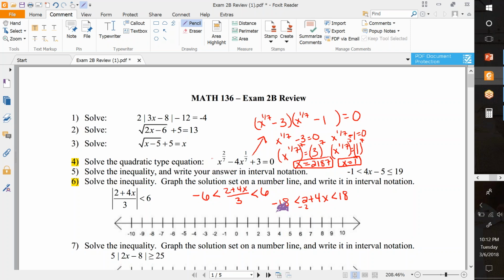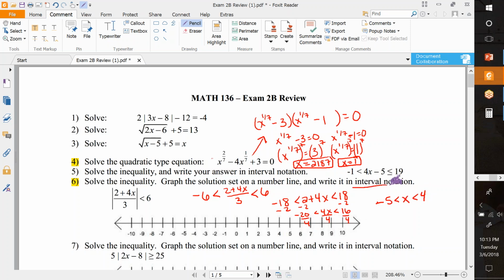I would subtract 2 from all three sides. And so this would be -20 less than 4x less than 16. And then we divide everything by 4. So this one's going to come out to -5 less than x less than 4. So -5 less than x less than 4.